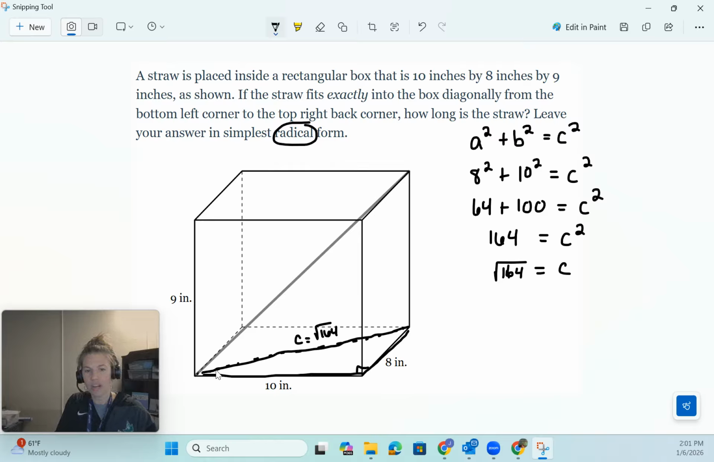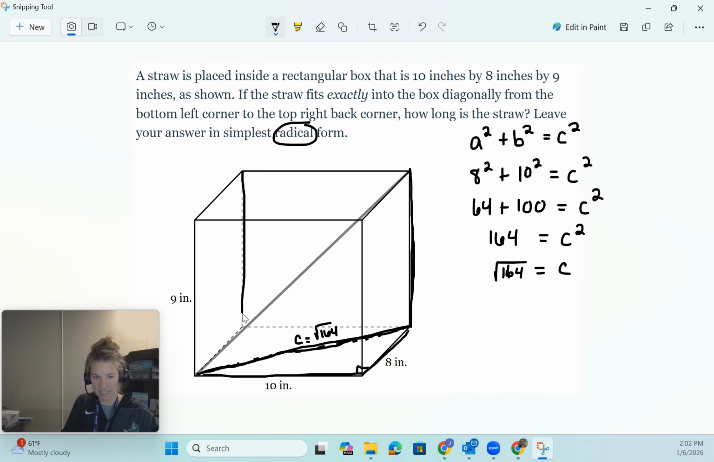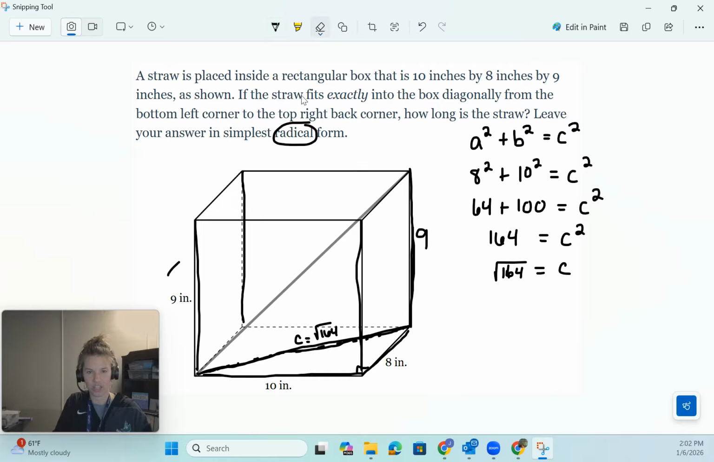So now we know the diagonal at the bottom is the square root of 164. This height here is not perfectly labeled, but if you'll remember, in 3D figures all of the heights, no matter where they are, are exactly the same. The height is labeled right here as 9 inches, which means this height in the back here is 9 inches.